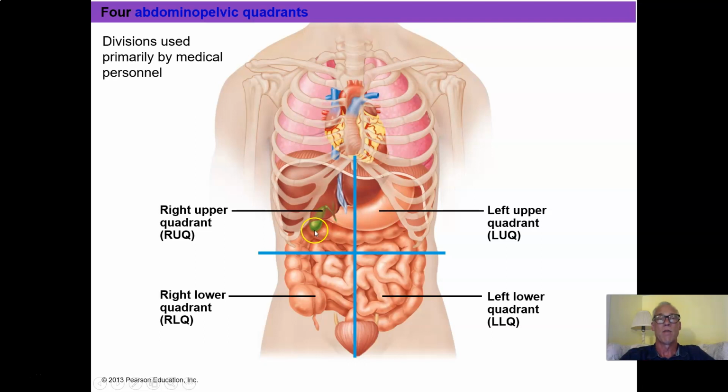There's pain in the upper right quadrant. Patient is in such and such condition. That allows us to communicate with, say, somebody in an emergency medicine capacity about what we're experiencing. They will immediately bring to mind these organs. That's why it's important to know these quadrants and what lies within them.